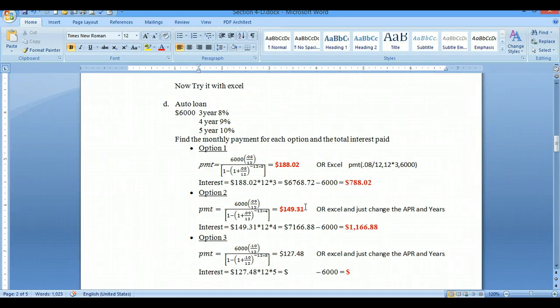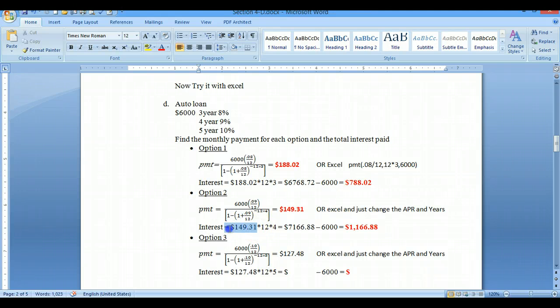All right, so the next one, we can go ahead and take the exact same thing. So copy and paste and then just change your APR and the years to 4. Plug it into Microsoft Excel by copying and pasting, or you can use your payment just like this and change it to, in this case, 9.09 over 12, and then 12 times 4 because option 2 is for 4 years. The loan is still for $6,000 and you'll get $149.31.